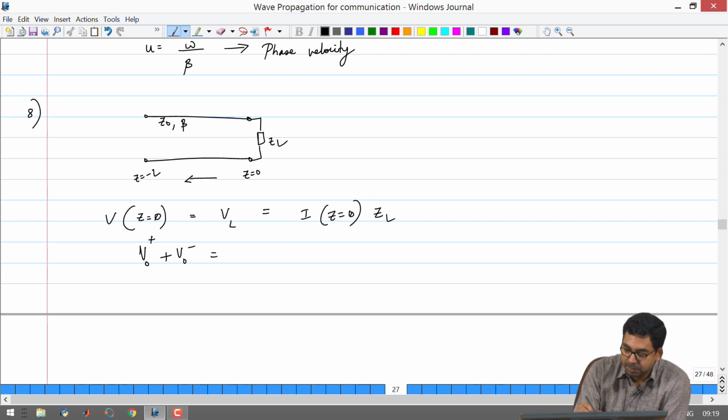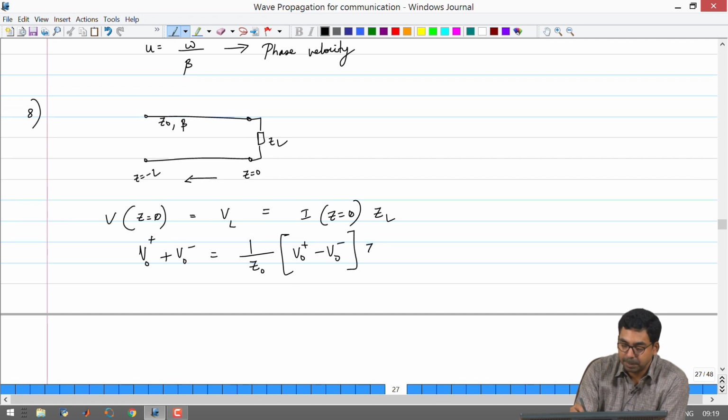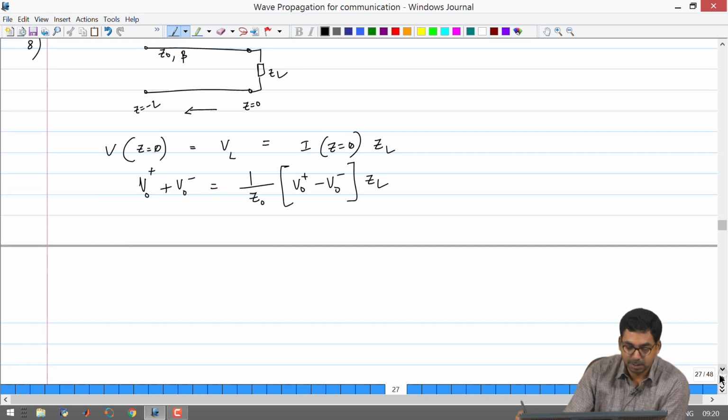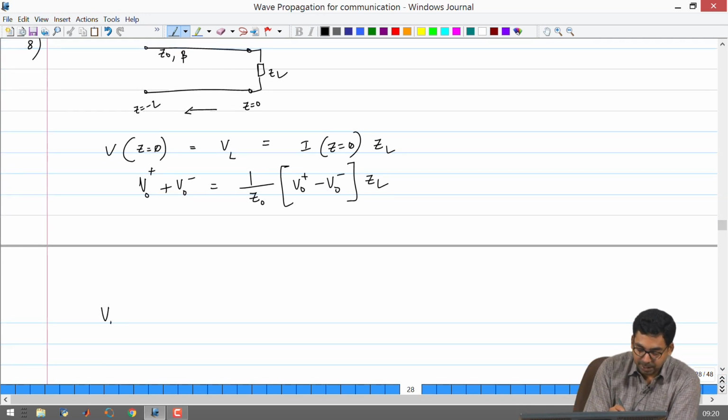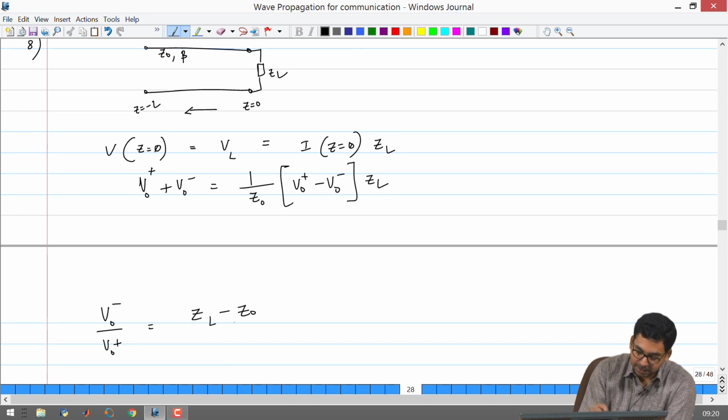Now, we have to write down the expression for the current. The current depends on the characteristic impedance of your transmission line, so you have to look at the expression that we have written before. So it is 1 by Z naught, V naught plus minus V naught minus times ZL. This is the expression that we are getting from Ohm's law on the load end of the transmission line, and we are interested in finding out the ratio of V naught minus to V naught plus. It is a simple rearrangement, and you will end up getting ZL minus Z naught by ZL plus Z naught.